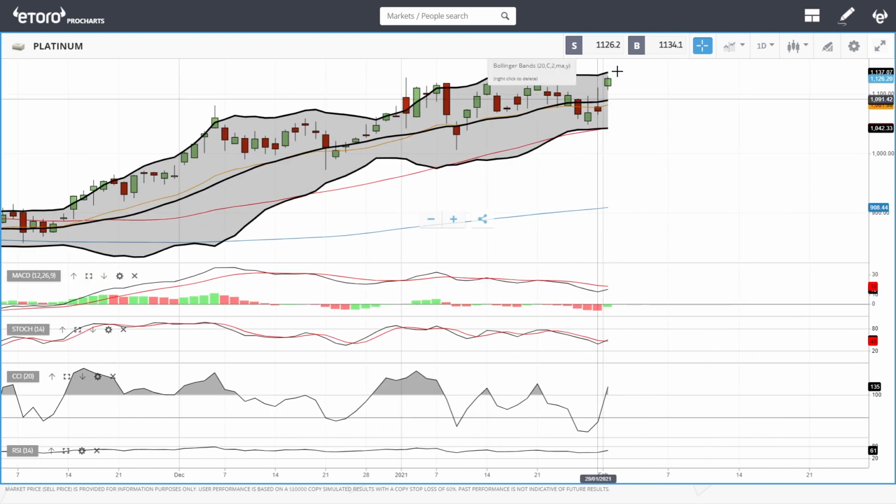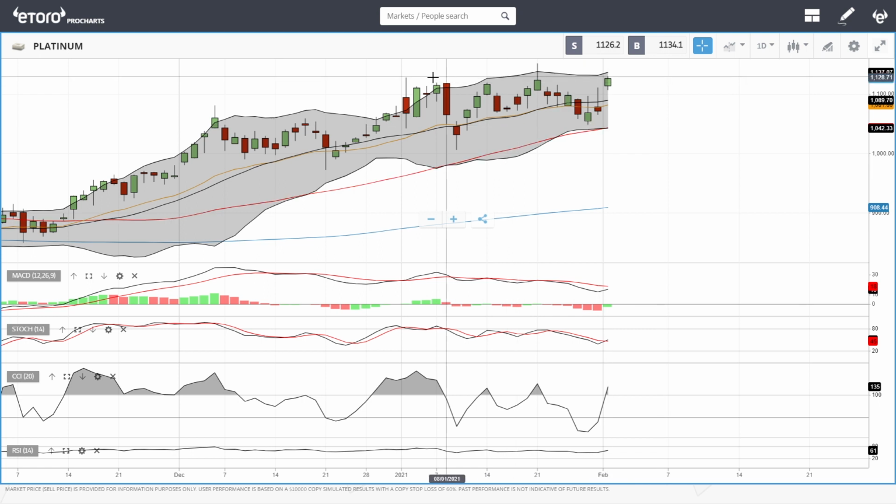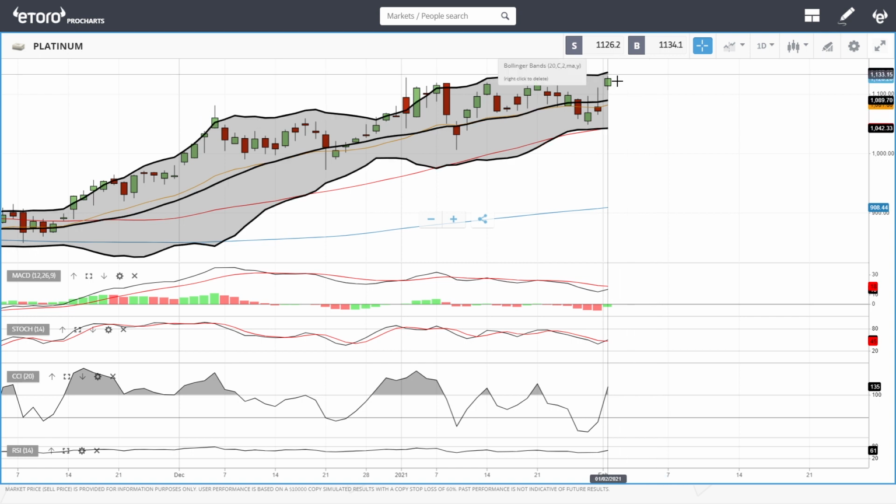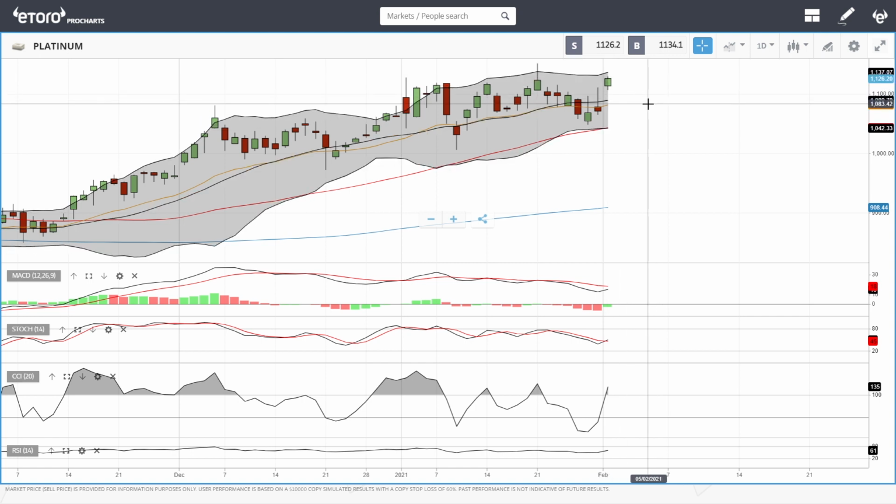So as you can see, we have rallied up towards the top of the Bollinger Band here. We are trading at 1126. And yes, we are most likely going to see a pullback when we get to the top of this Bollinger Band here. You can see that when we pierced it over here, we fell all the way down towards the 50 moving average, and that's most likely also what we're going to see here.